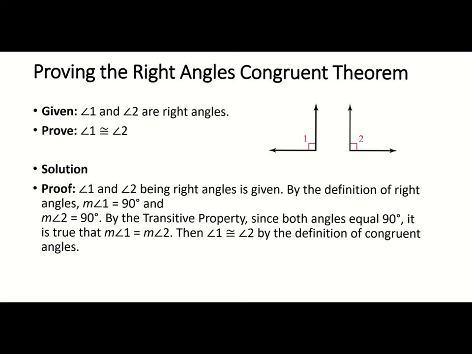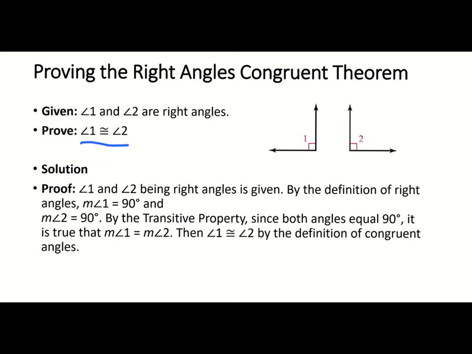All right, so here is a proof, and it is written in paragraph form, so it's a good way to see just a paragraph form. They gave us the angles 1 and 2 are right angles, and they wanted us to prove that angle 1 was congruent to angle 2.